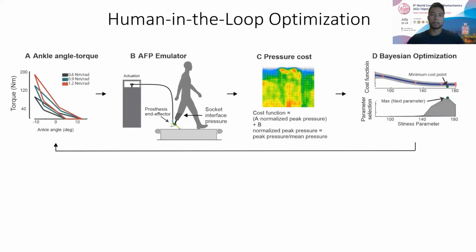For the human in the loop optimization, this figure overviews the whole loop that we call human in the loop. Subfigure A is the torque trajectory using the stiffness parameter. You can see on this ankle angle torque graph that as we change the stiffness value, it changes the shape and peak torque of the curve.